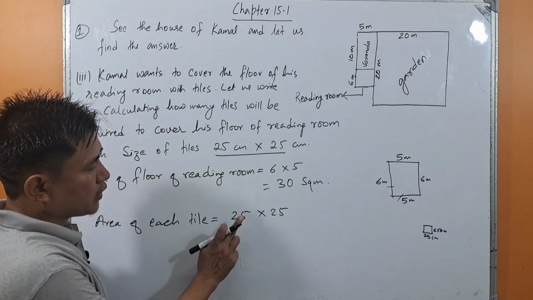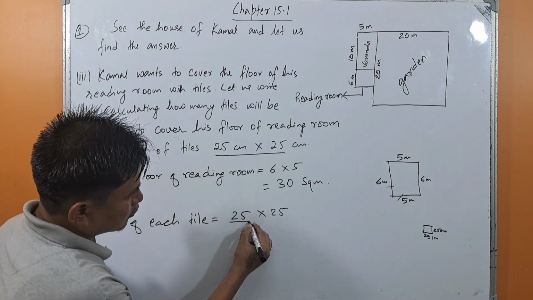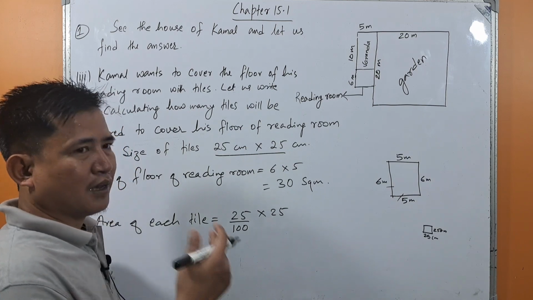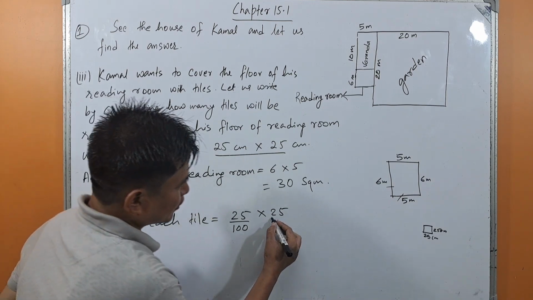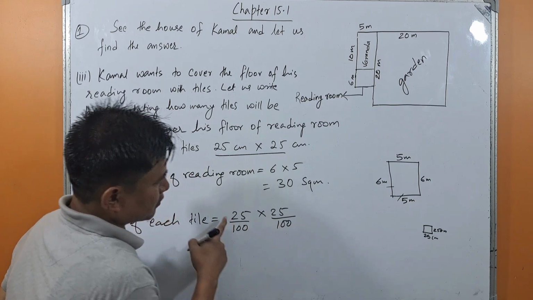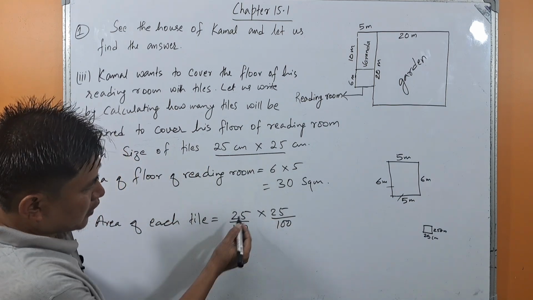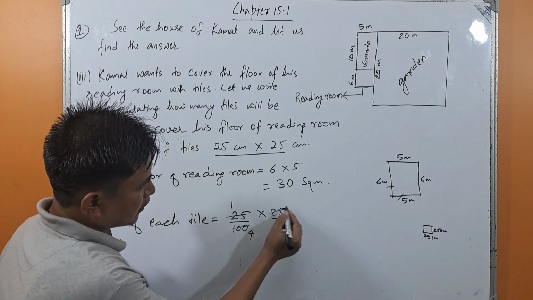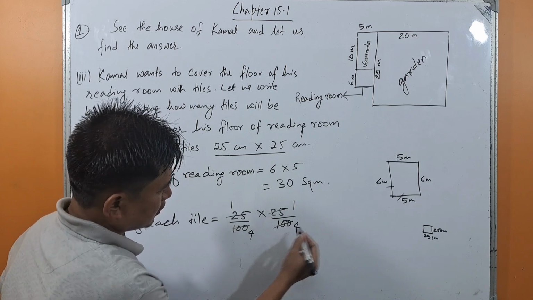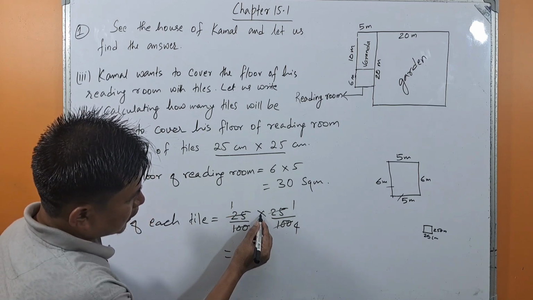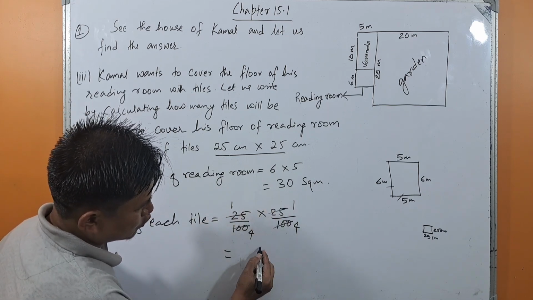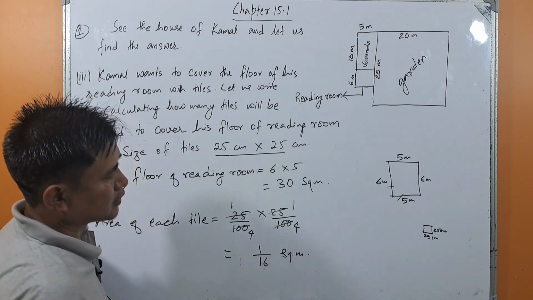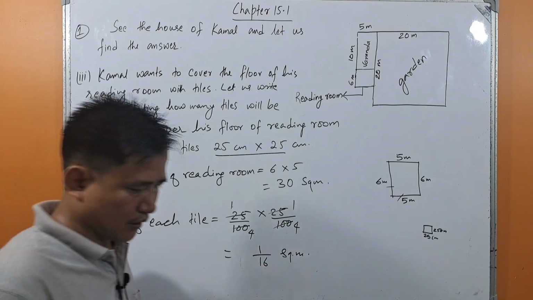So what do we do? We convert this centimeter to meters. So 25 centimeter when divided by 100 will give us meter, because 100 centimeter is equal to 1 meter, isn't it? So this also we divide by 100 and this becomes meter. 25 ones are 25, 25 4s are 100. So this is 1 upon 4 into 1 upon 4. 1 into 1 is 1, 4 4s are 16 square meter. Size of each tile is 1 upon 16 square meter.